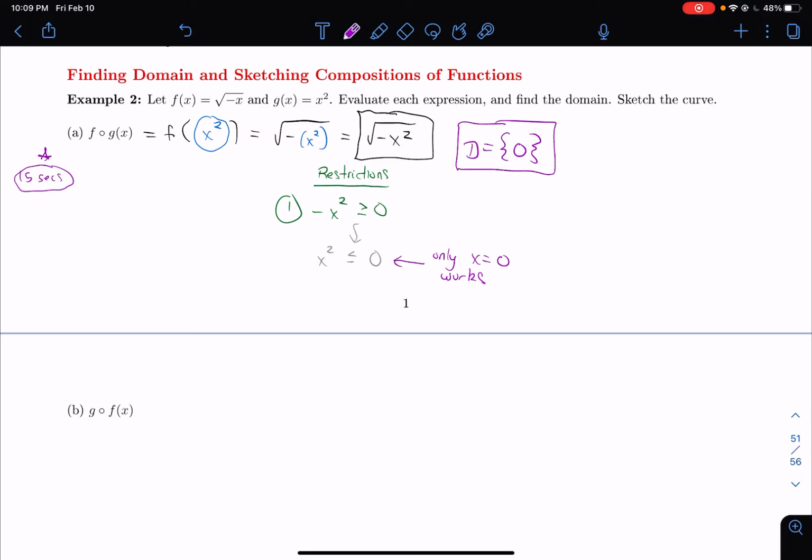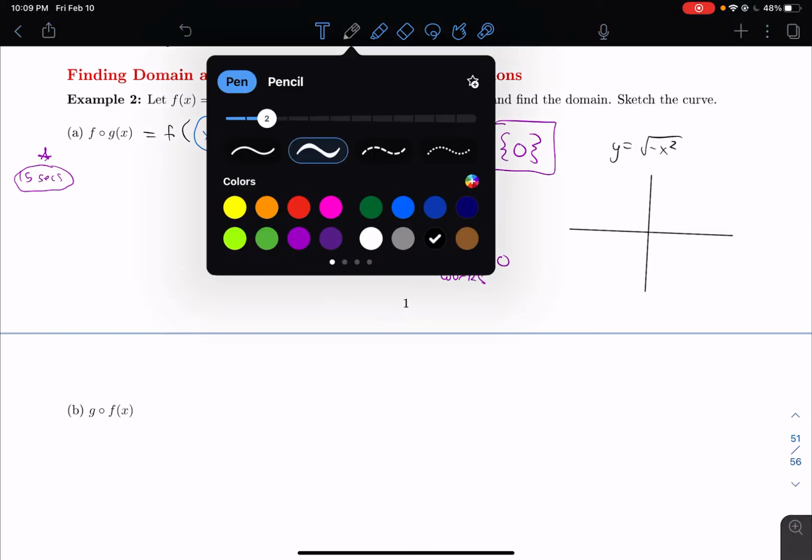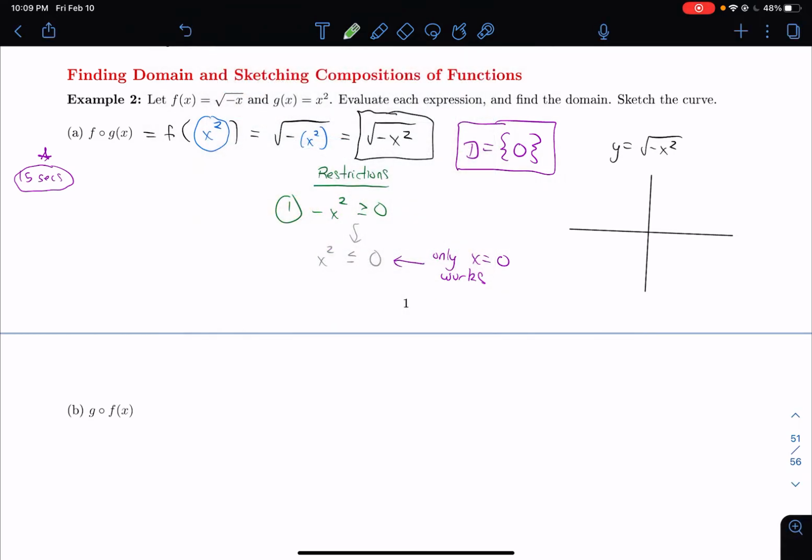And now I'm going to sketch the curve. So sketching the curve, so our function y equals square root of negative x squared. Let's draw some axes. So y-axis, x-axis, and because the domain only has one value in it, 0, that means the graph is only going to have one point on it. And that the x value of the point is 0. And if I were to plug 0 into this equation right here, well, y is going to equal 0 as well. So the only point on the graph is when x is 0, y is 0. So that's the origin.